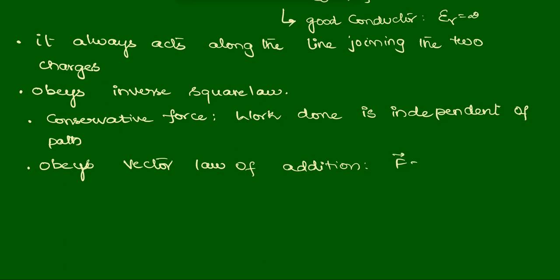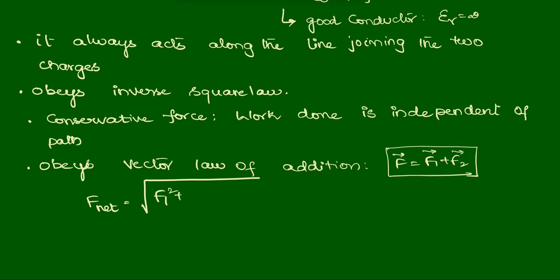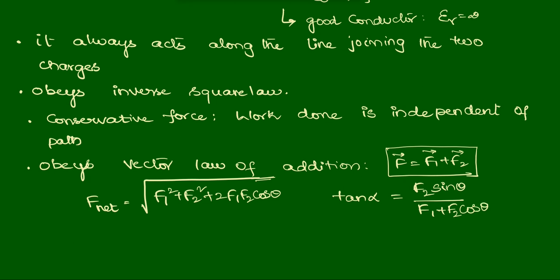That means, suppose we have more than two forces, then the resultant force we can represent like this, or it obeys the principle of superposition. Then using our parallelogram law of vectors, we can identify the net force as square root of F1 square plus F2 square plus 2 F1 F2 cos theta. And for the direction of that resultant, we can use this equation: tan alpha is equal to F2 sin theta by F1 plus F2 cos theta.